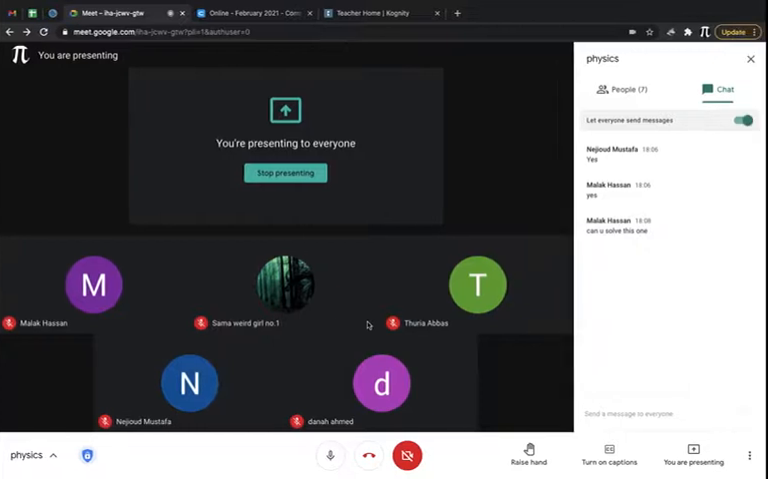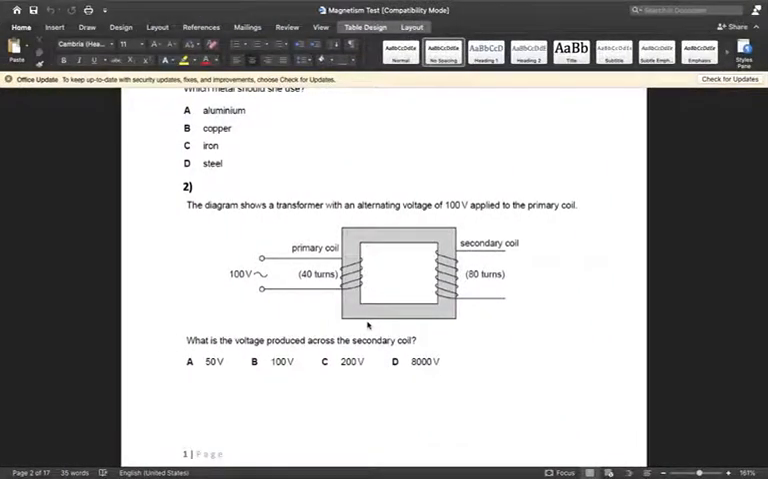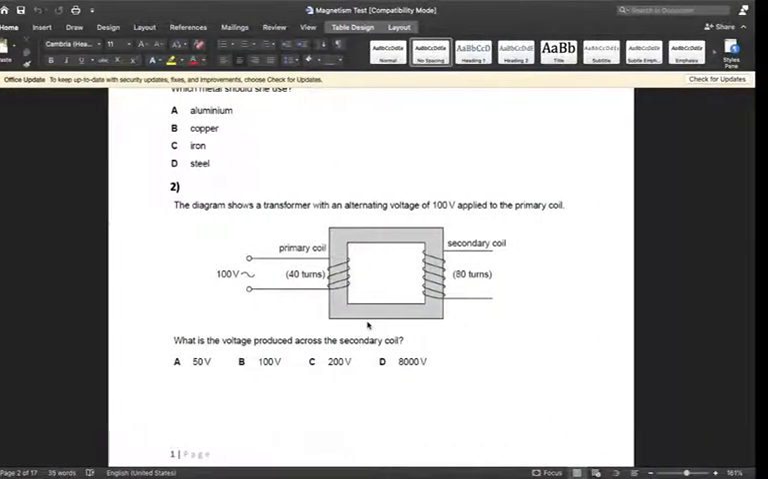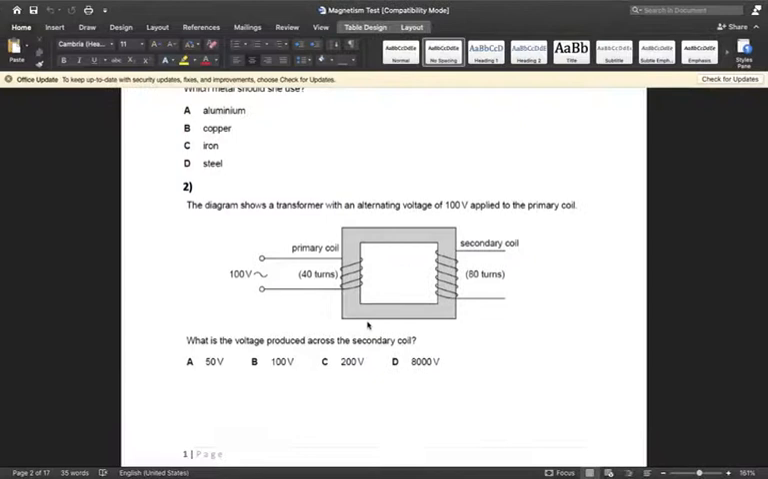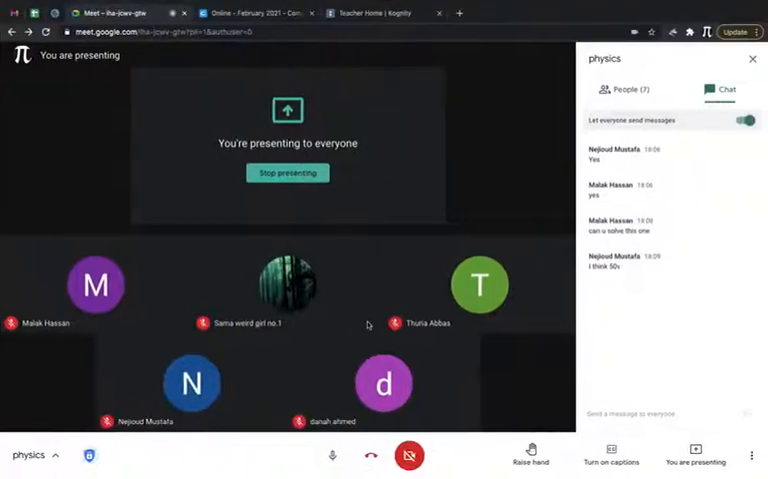Yes, of course I can solve it. But let's just wait for the rest of you. Does anyone have an answer for question number 2? Okay, to answer this, I think Nujud, 50 volts.